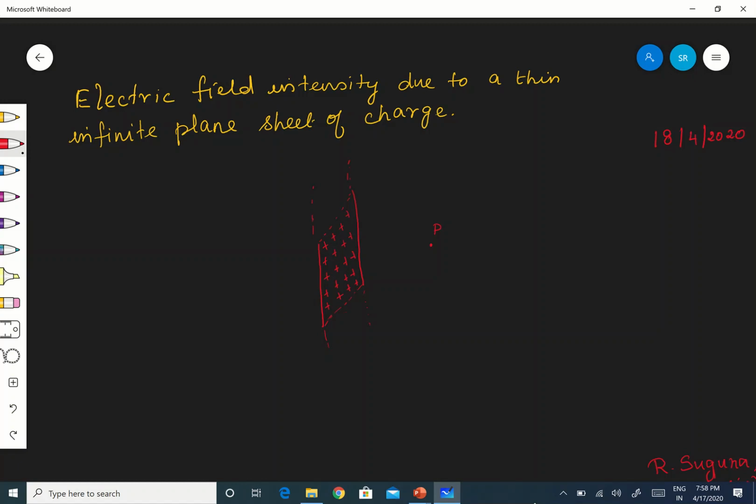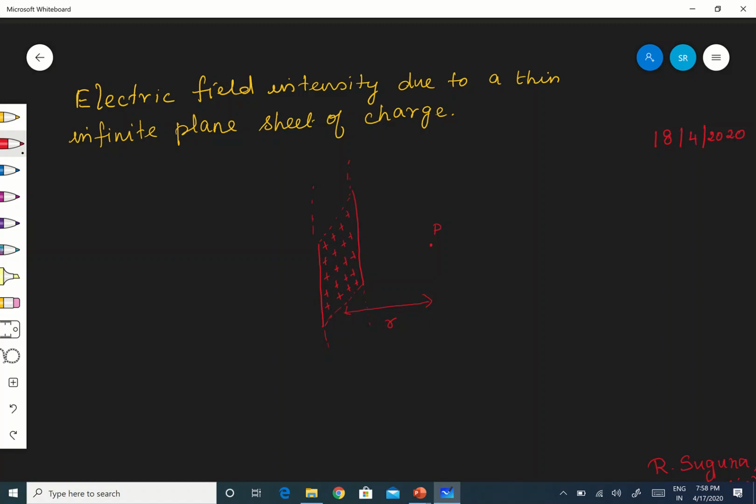What is the distance? The distance from the sheet here, this is r. Okay, right. Now I need to find out the electric field intensity at P. So by using Gauss theorem, definitely I want a Gaussian surface. Therefore, how to find out what is a Gaussian surface?